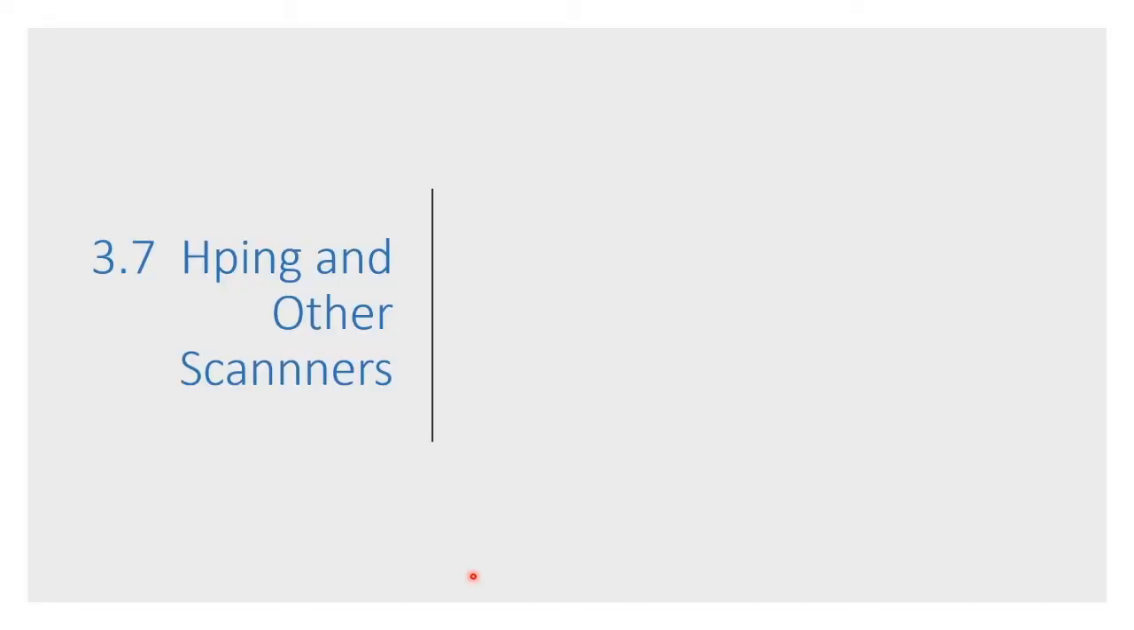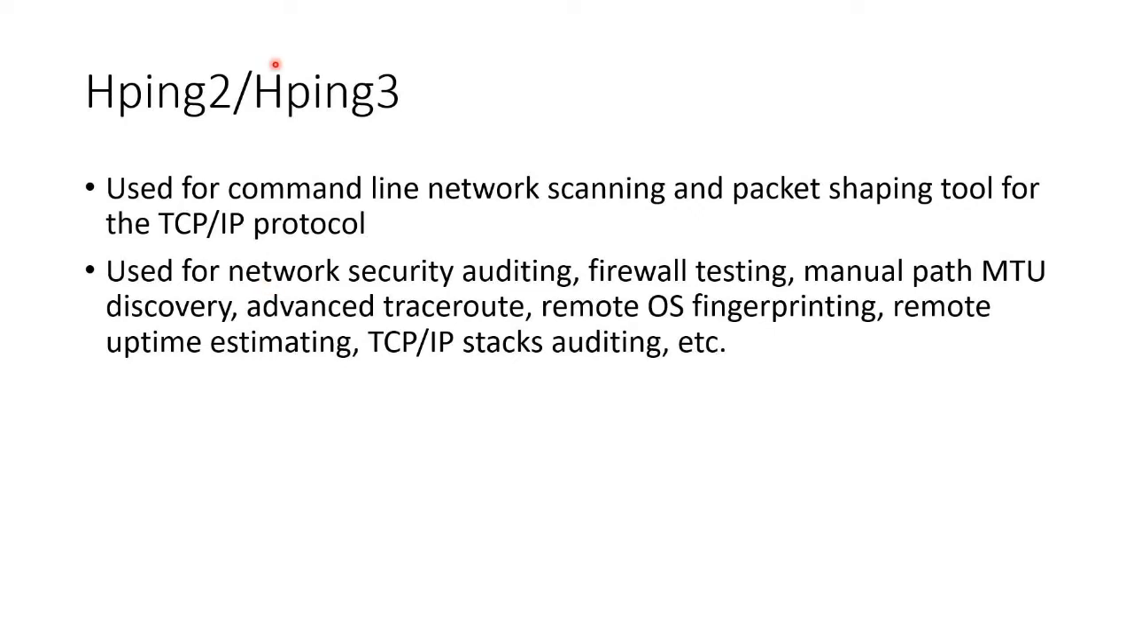So HPing, and there's version 2 and version 3 out there, it's a command line scanning and packet crafting or packet shaping tool for TCP/IP. We can use it for firewall testing, security auditing, set the maximum transmission unit size, we can do it for host discovery, advanced traceroute, try to do OS fingerprinting, remote uptime estimating, look at TCP/IP stacks. So there's a bunch of things we can use it for.